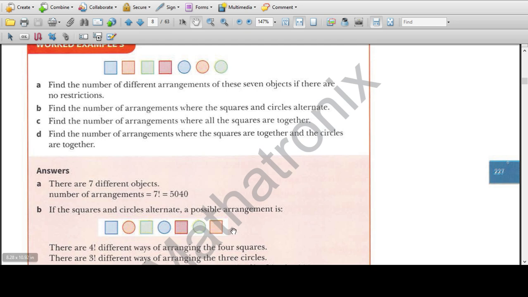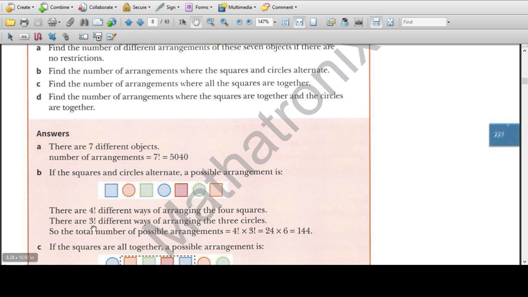So this is 4 factorial. Similarly, for the circles, the first has 3 ways, the second circle has 2 ways, and the last one has 1 way. So 4 factorial and 3 factorial.